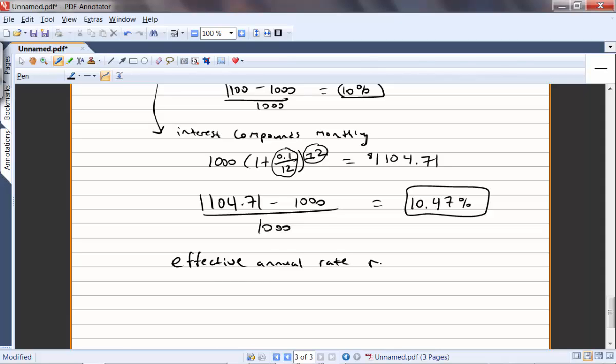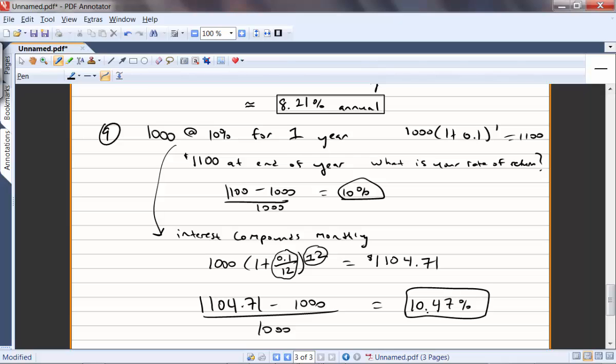The effective annual rate of return, in words, is just the rate of return that makes you indifferent between investing at that rate where interest compounds annually or investing at the quoted rate where interest compounds something other than annually. In this case, you're indifferent between taking $1,000 and investing it at 10.47% where interest compounds once per year and you invested for 1 year. You're indifferent between that or taking the $1,000 and investing it at a 10% annual rate but interest compounds monthly. Why are you indifferent? Because under either scenario, you would have this much at the end of the year.